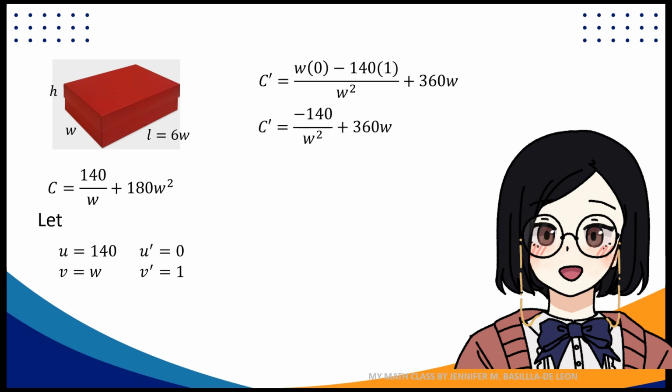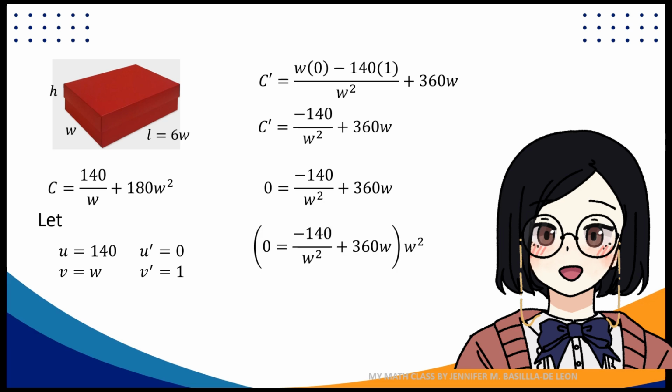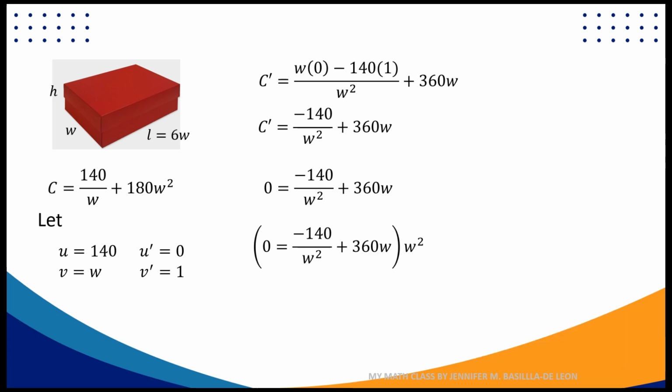Simplifying this, we will have negative 140 over W squared plus 360W. We equate the function to 0, so we will have 0 equals negative 140 over W squared plus 360W. We solve for the critical value for W. Multiply the equation all throughout by W squared to eliminate the denominator of the first term, resulting to 0 equals negative 140 plus 360W raised to the third power.